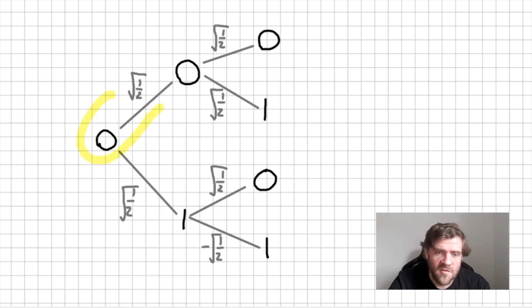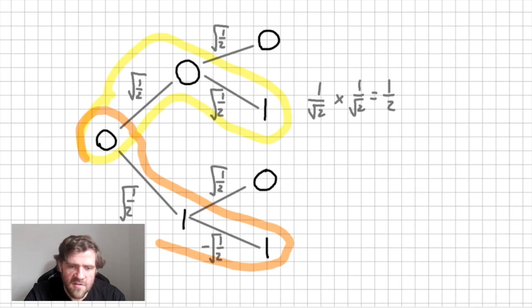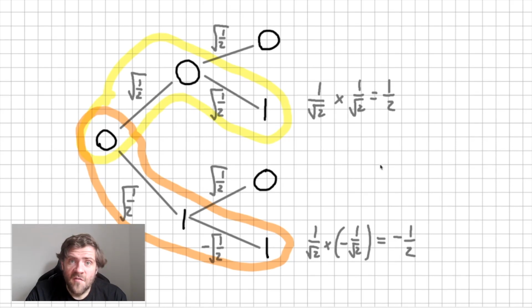Firstly, there's an amplitude of square root of half, and then another amplitude of square root of half. So in the end, we get square root of half times square root of half equals half. And that's the amplitude there. Now, if we look at the amplitude for the other way of getting an output of 1, then we initially have the square root of half, and then we have minus the square root of half. So multiply them together, and the square root of half times minus the square root of half is equal to minus half.